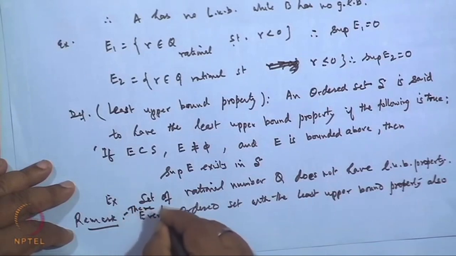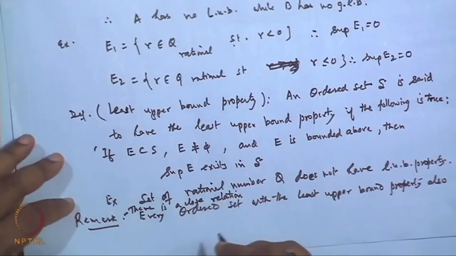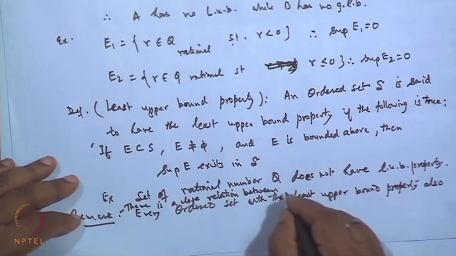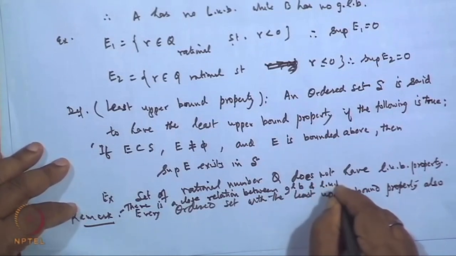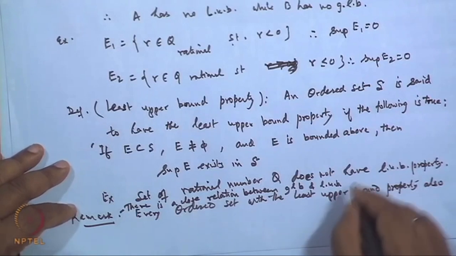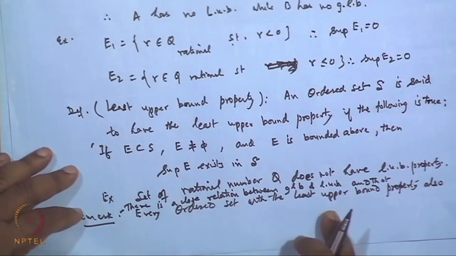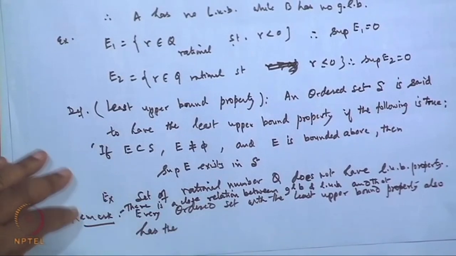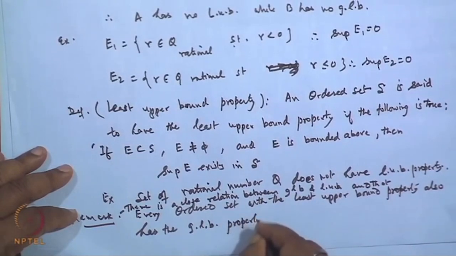has a close relation between the greatest lower bound and the least upper bound, in that every ordered set with the least upper bound property also has the greatest lower bound property. This can be seen with the help of this result.